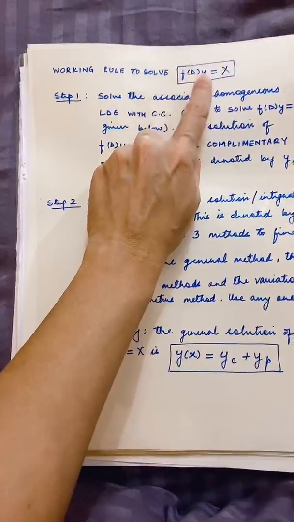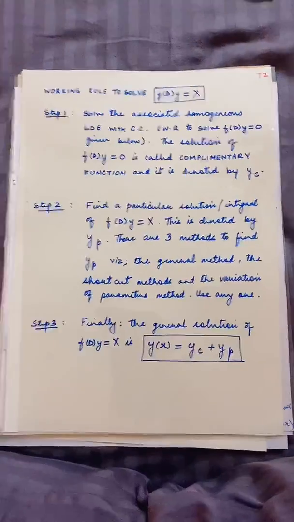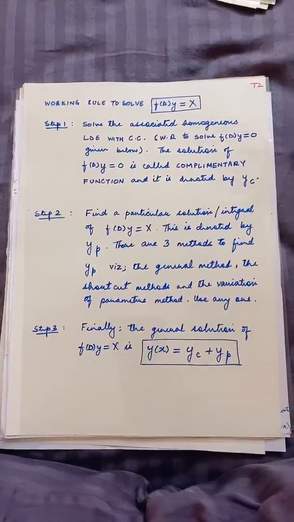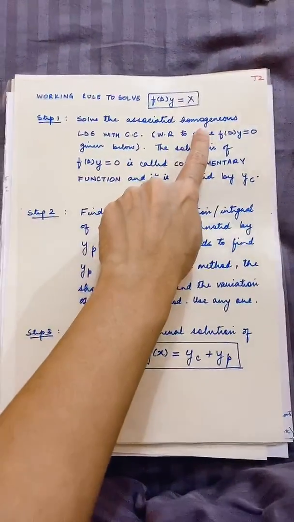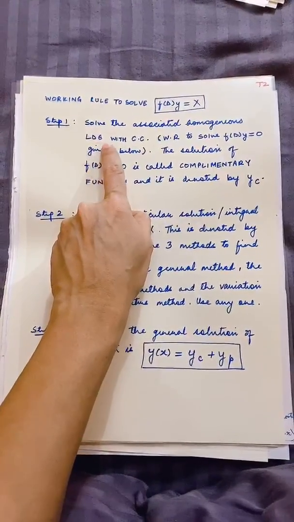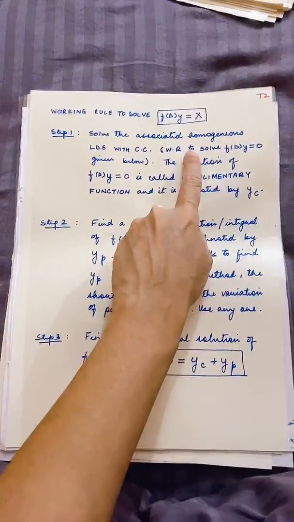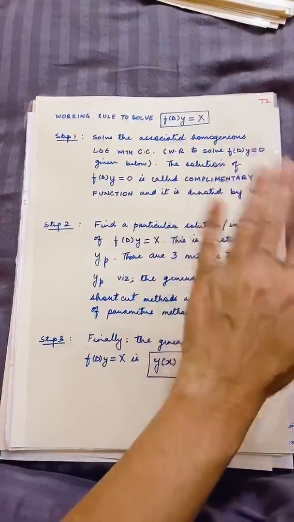So I don't say f of D into y. The right thing is f of D acting on y is equal to capital X. Now to solve this, you have to solve the associated homogeneous LDE with CC. It's nothing but linear differential equation with constant coefficient. Now the working rule to solve this particular thing will be given separately. I'll give it to you.